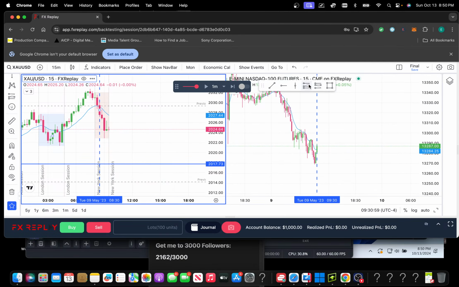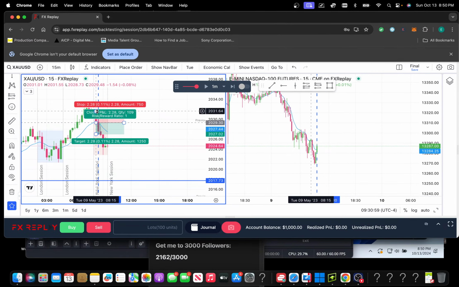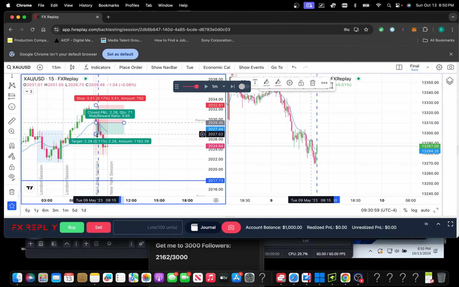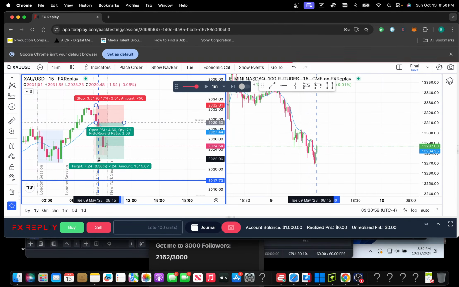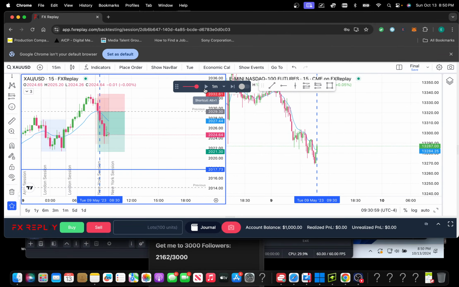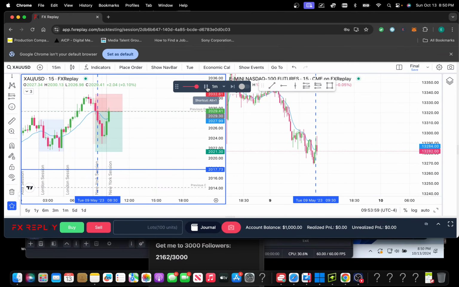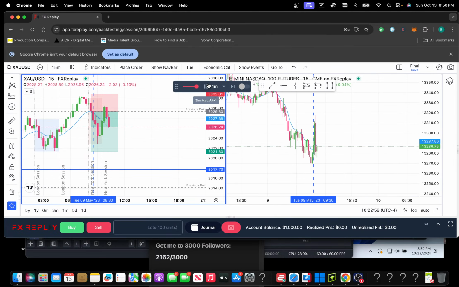Let's see if you got in right at the 8:30 open. Stop loss above the highs. Your 1 to 2 is the London low. So, bam. Let's see if we get it. Might not. It's terrible price action today. We get stopped out.